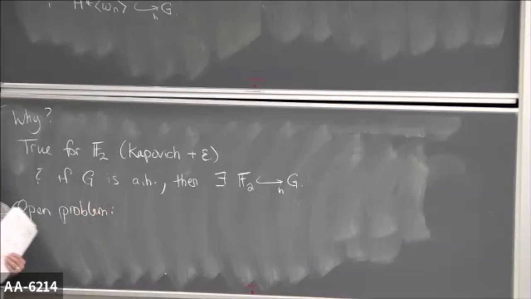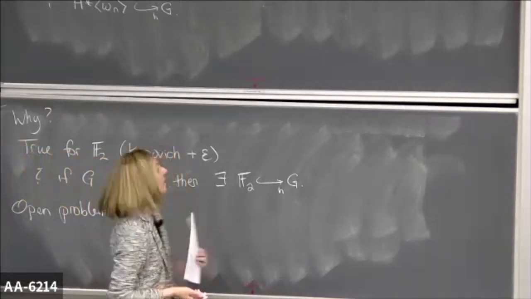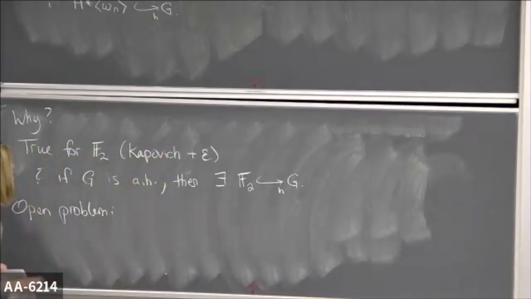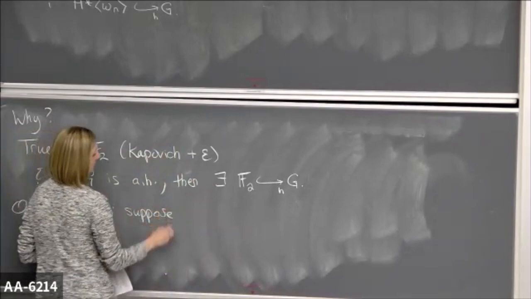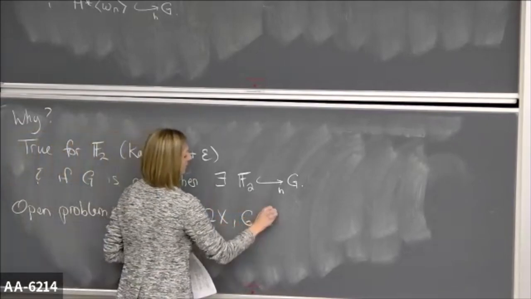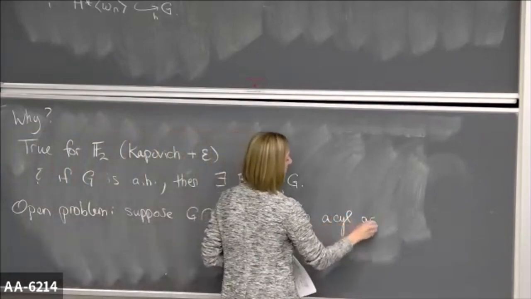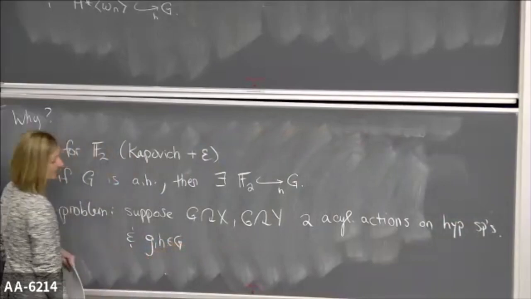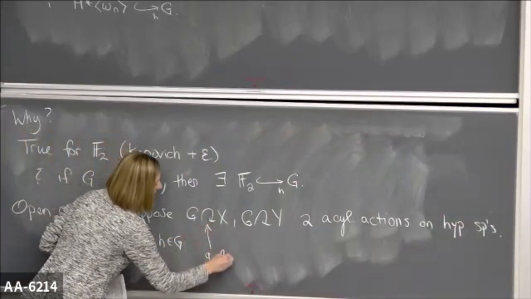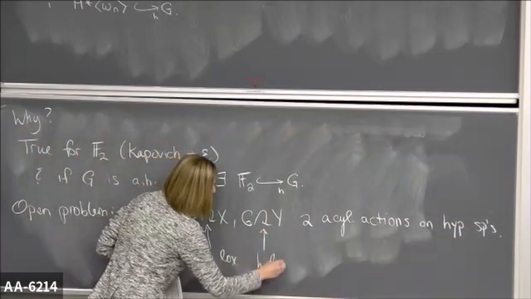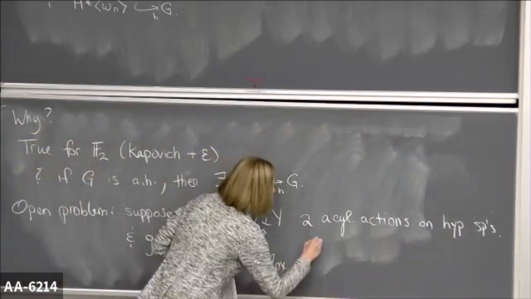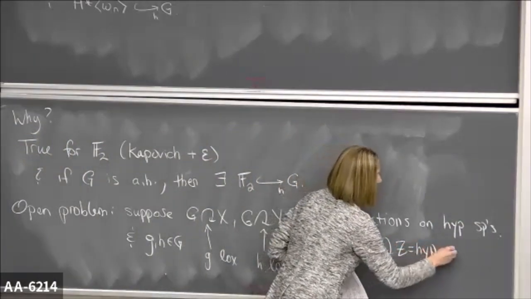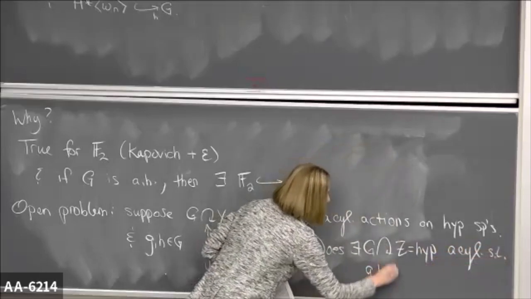My favorite open problem about acylindrically hyperbolic groups, because it seems like we should know the answer and we don't. It has to do with these loxodromic elements, and you can phrase it in terms of actions, or in terms of hyperbolically embedded subgroups. Let me phrase it in terms of actions first. Suppose that we have two acylindrical actions on hyperbolic spaces, and there are two elements, G and H, in your group. In the first action, G is loxodromic, and in the second action, H is loxodromic. Does there exist an acylindrical action on a single hyperbolic space such that G and H are both loxodromic?